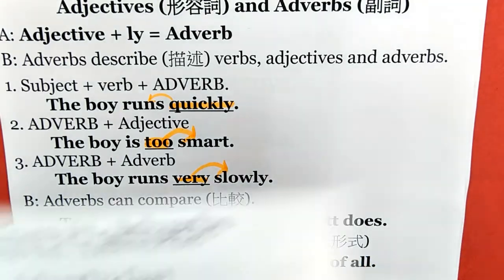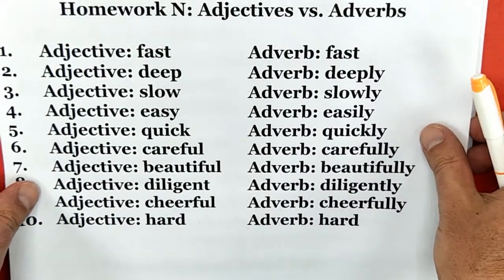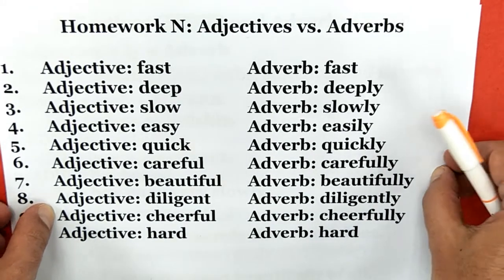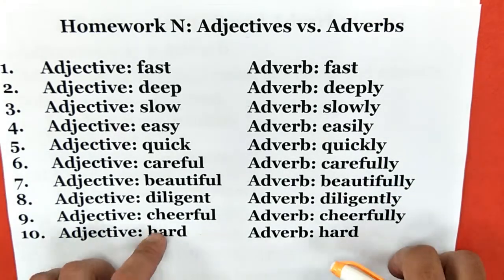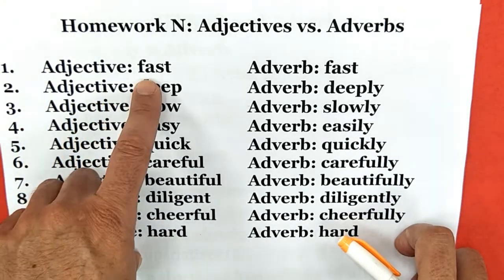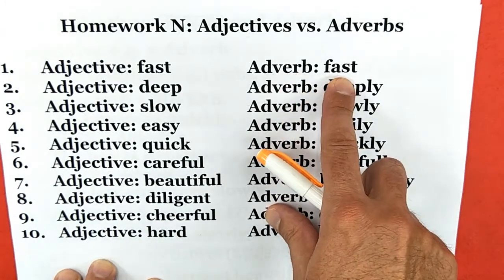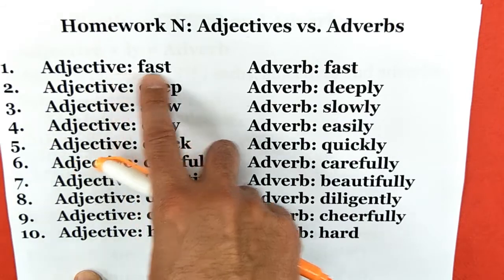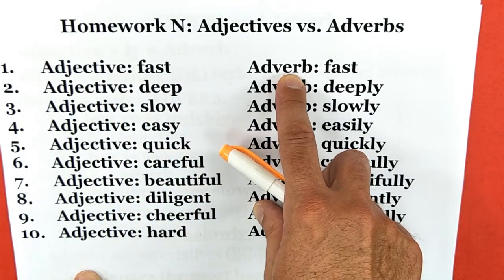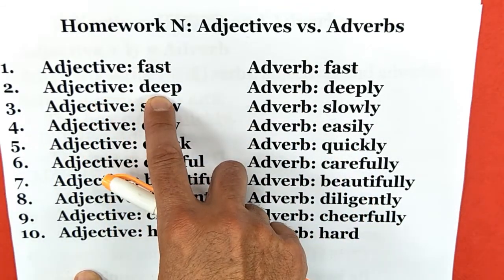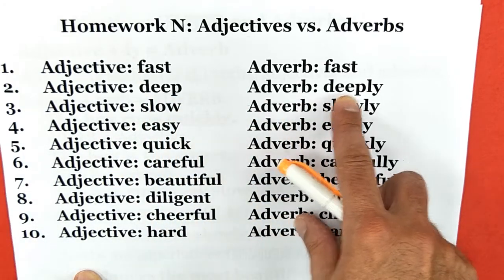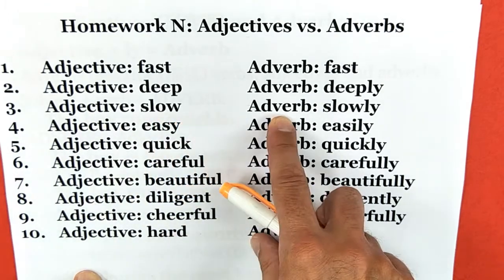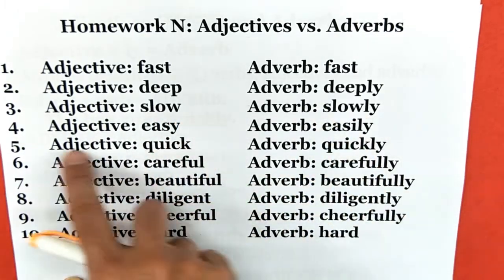In today's homework N, we have these adjectives and adverbs. Let's take a look at these. Number 1, adjective, fast. Adverb, fast. This is an irregular adverb. The adjective and the adverb are the same. 2, adjective, deep. Adverb, deeply. 3, adjective, slow. Adverb, slowly.